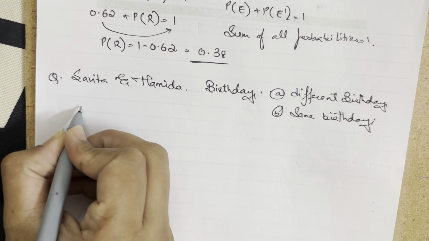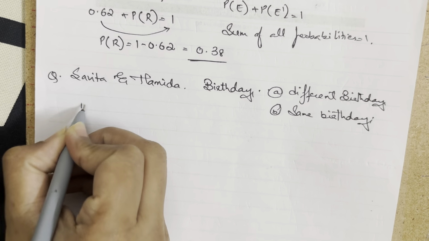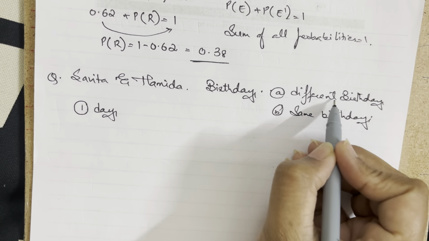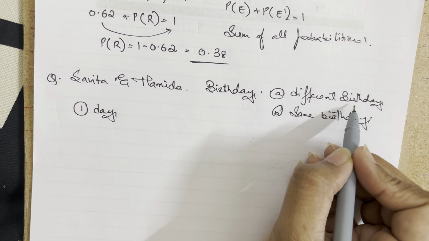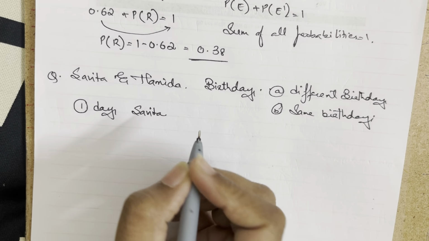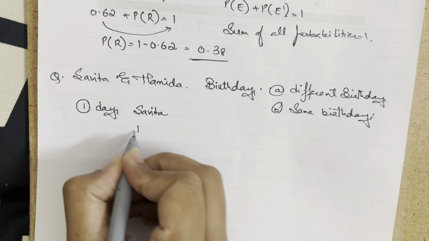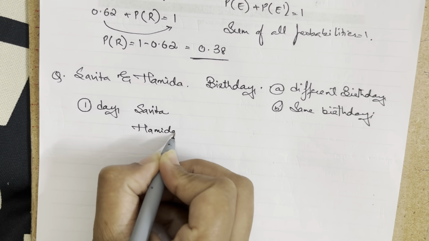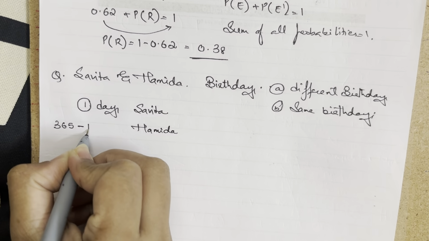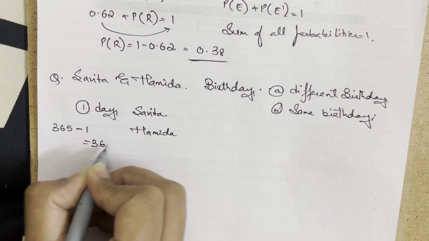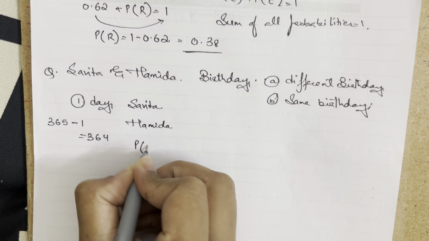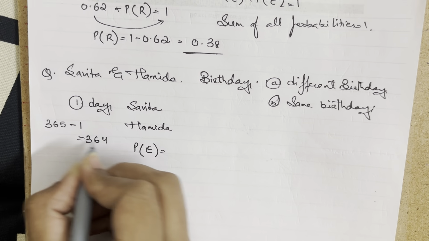So suppose Savita is having a birthday on one particular day of the year. Because it is talking about different birthdays, it is going to happen that one day Savita will celebrate. So any one particular day Savita will celebrate. Then how many days will be left for Hamida? Out of the total of 365 days, one of Savita's days should be subtracted, so the total days left for Hamida are 364 days. Okay, so the probability that Hamida has a different birthday is going to be, how many are left for her?